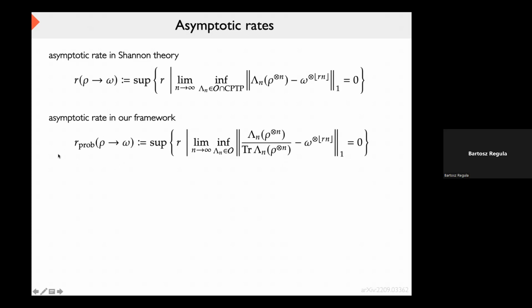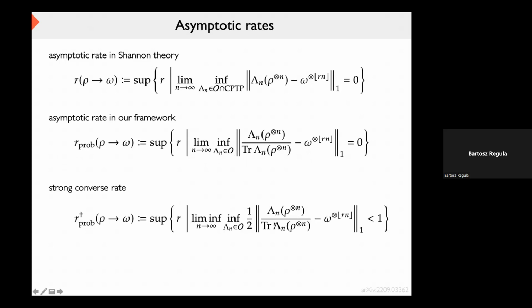The definition we'll be using is the probabilistic rate of rho to omega. It is defined using these operations, which are not necessarily trace preserving. We will also be looking at the strong converse rate defined in the same way. So essentially, we don't impose the error to go to 0. We only assume that it doesn't go to 1. This is the usual kind of definition of a strong converse. We just generalize it to probabilistic protocols.